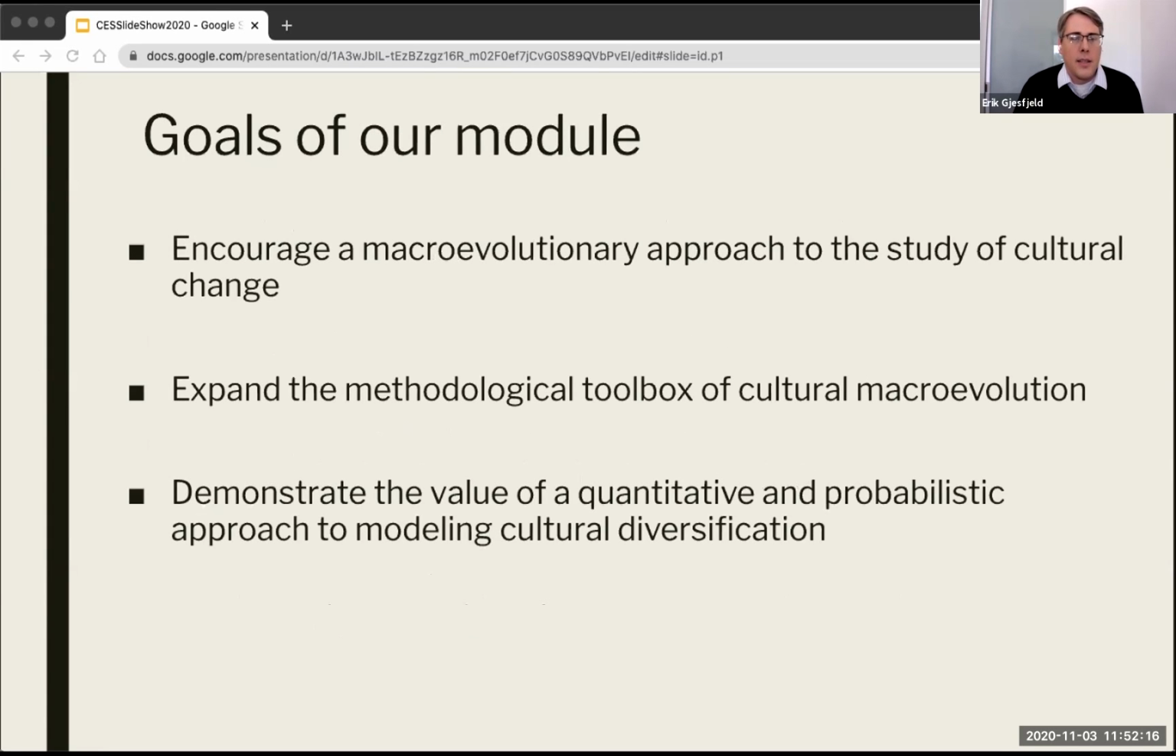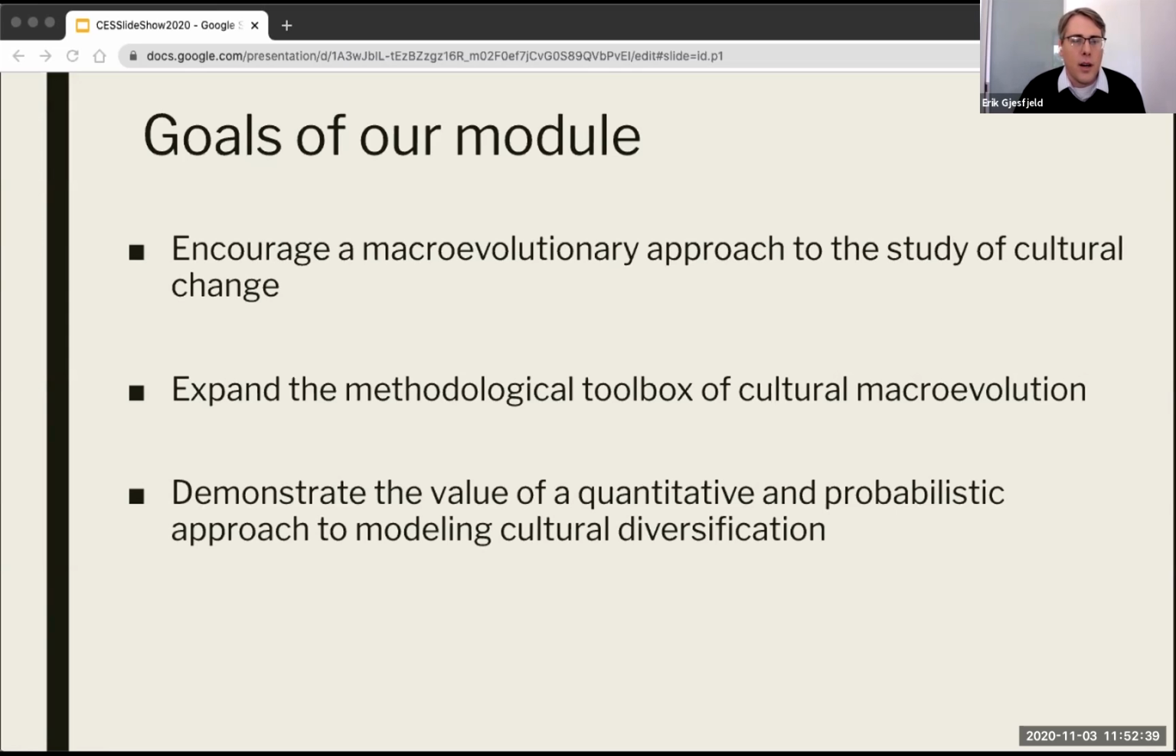So based on these broader Cultural Evolution Society goals, our module has a number of goals that we developed. One of the broadest is to encourage a macroevolutionary approach to the study of cultural change. We'll talk about what we mean by a macroevolutionary approach and what we see as the key themes in a macroevolutionary analysis.